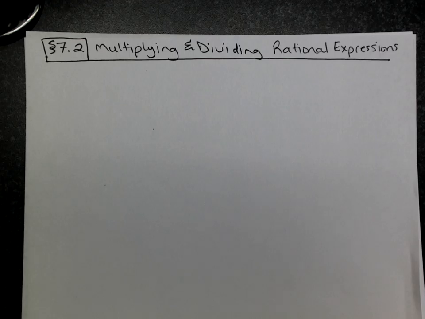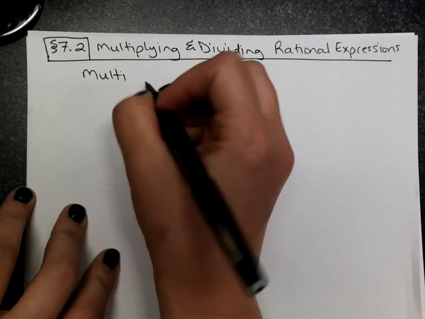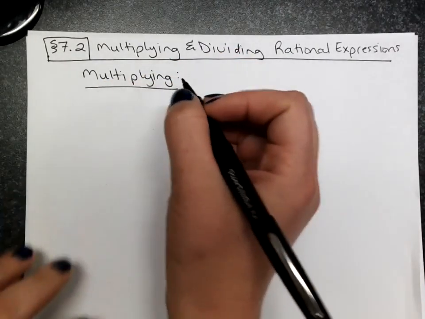This is section 7.2 in our textbook on multiplying and dividing rational expressions. So we're going to start talking about multiplying. There are 3 steps, pretty simple.